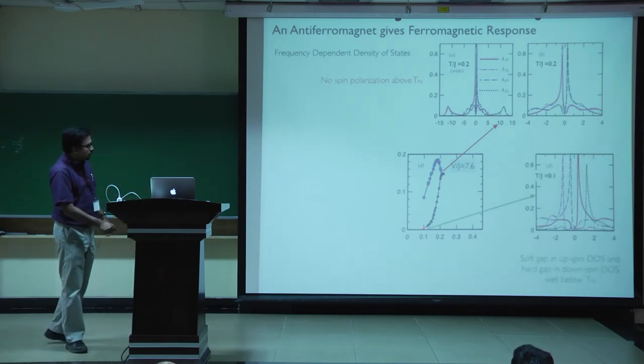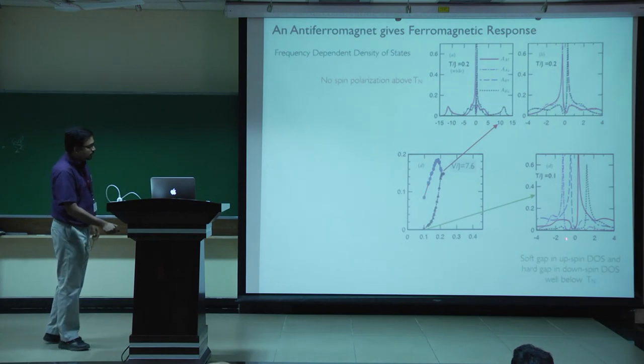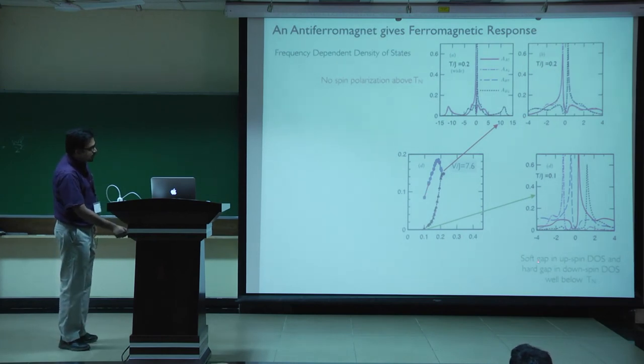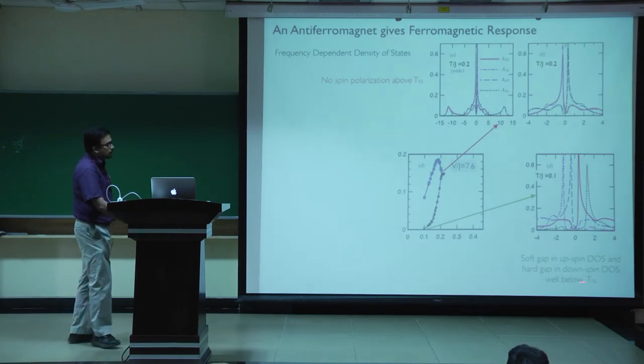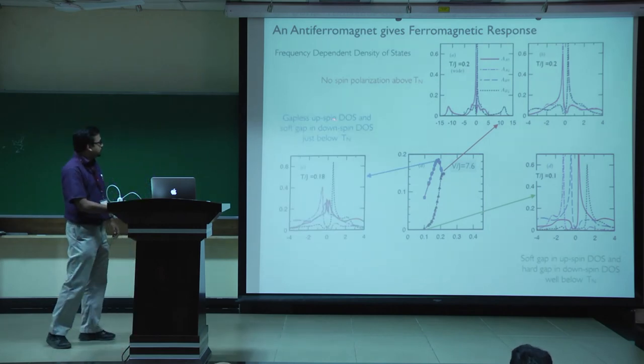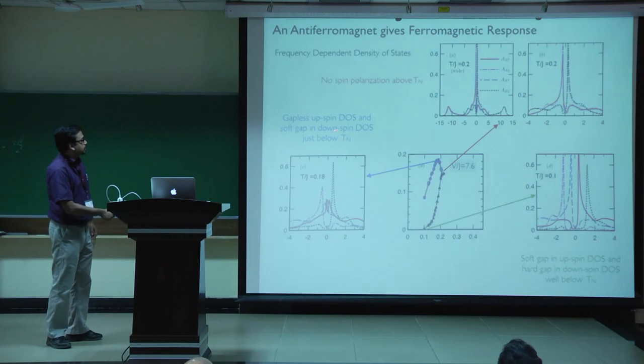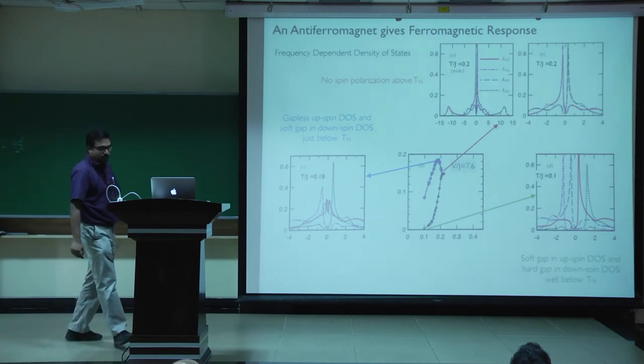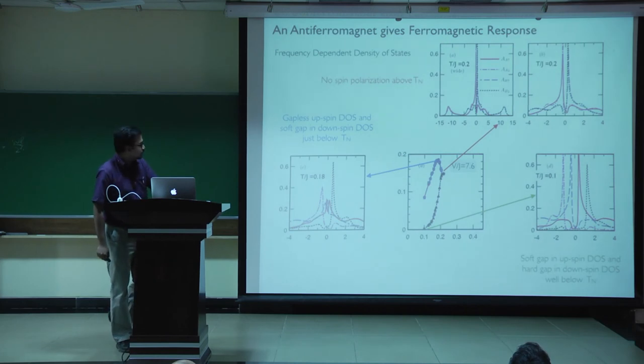If you go here at the lowest temperature, what you start seeing is that there's a soft gap in the upspin density of states, whereas there's a hard gap in the downspin density of states. And if you go here, what you see is a gapless upspin density of states, but a soft gap in the downspin density of states. So that's how it evolves with temperature.